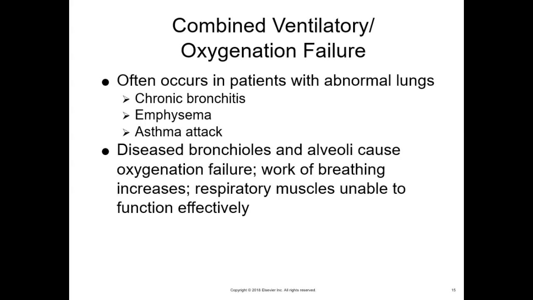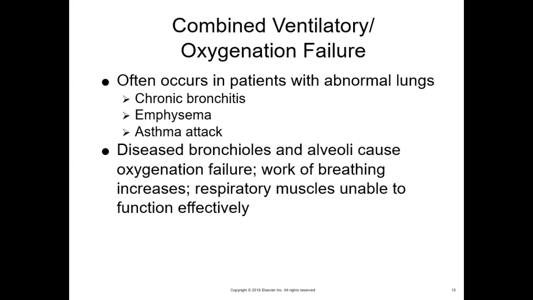A combination of ventilatory failure and oxygenation failure occurs in patients who have abnormal lungs, such as those with chronic bronchitis, emphysema, or cystic fibrosis, or who are having asthma attacks. The bronchioles and alveoli are diseased, and the work of breathing increases until the respiratory muscles cannot function effectively, causing ventilatory failure, leading to acute respiratory failure. Acute respiratory failure can also occur in patients who have cardiac failure along with ventilatory failure, and is made worse because the cardiac system cannot adapt to the hypoxia by increasing the cardiac output.